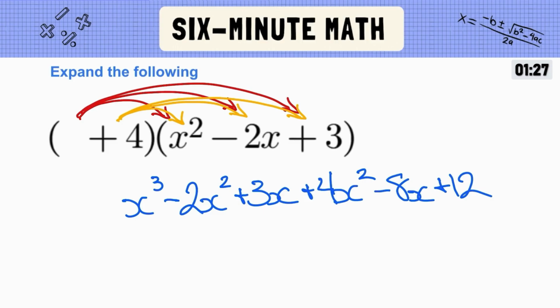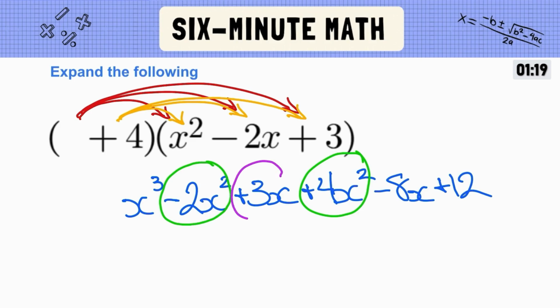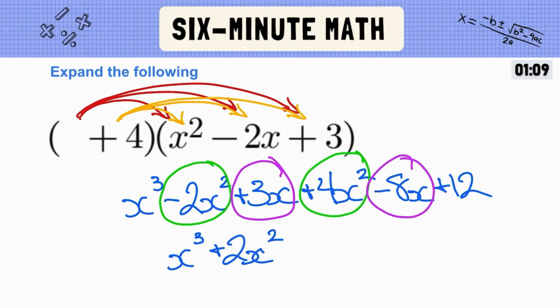I'm now going to collect my like terms. In this case, I have 2x squareds, but I also have 2 x's for a final answer of x cubed plus 2x squared minus 5x plus 12.